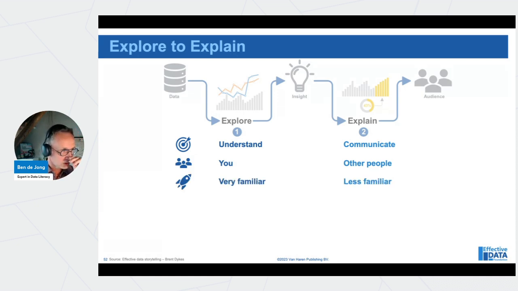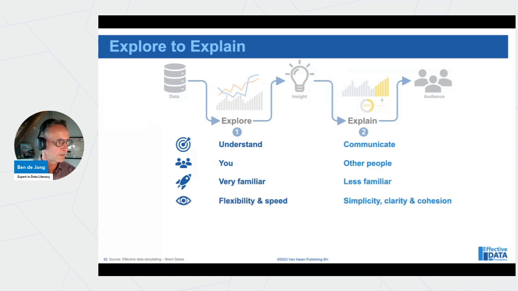When you explore it, you get very familiar with your data. If I do the analysis of my coffee data in my coffee shop, I know exactly the amount of people, how much revenue I made, how many kilos of coffee beans I sold, how many espressos, and all those kinds of things. It's very familiar for me. If I'm going to explain it to people who are interested in participating in my coffee shop, they are less familiar. So I need to do something about it.